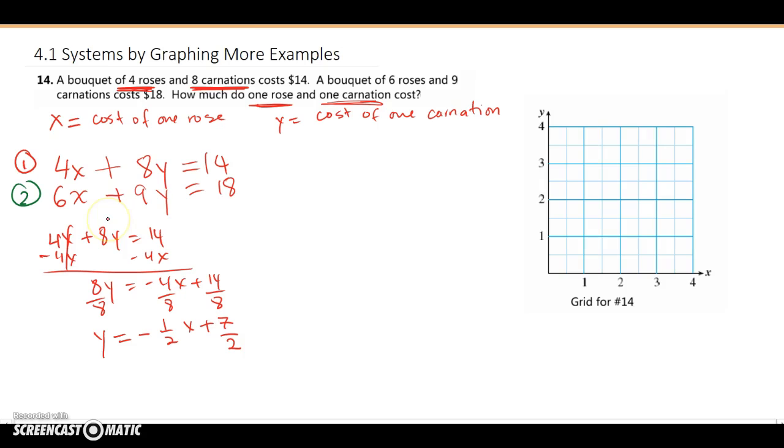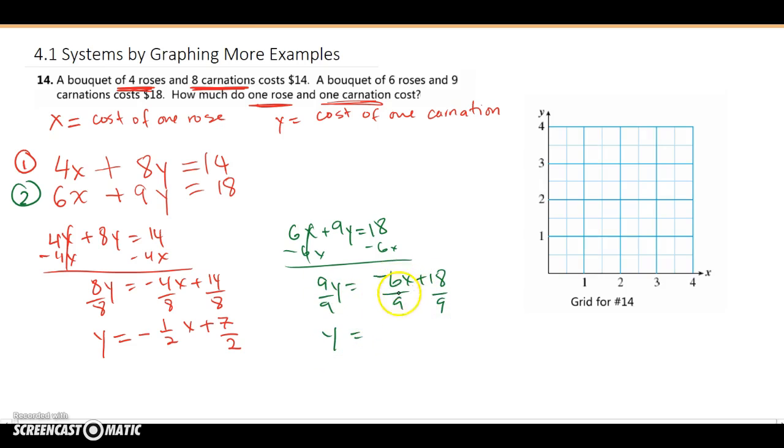Let me get the second one ready as well. So 6x plus 9y equals 18. We're going to get the x's on the other side. 9y is negative 6x plus 18. Divide everybody by 9. We get y equals, divide top and bottom by 3, negative 2/3 x plus 2. So I'm ready to graph these two.